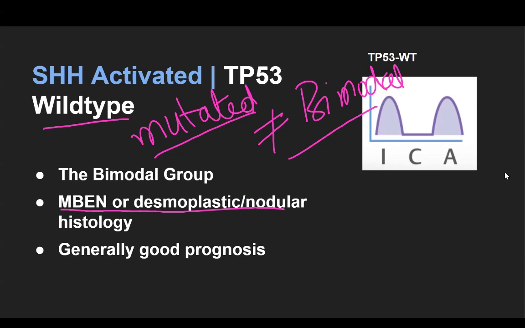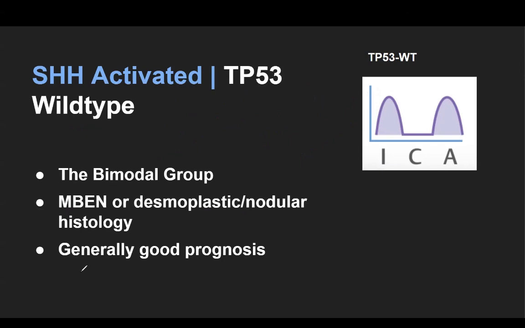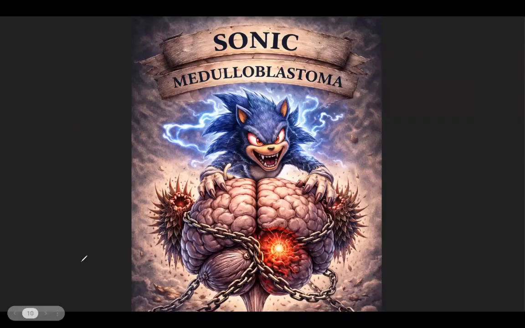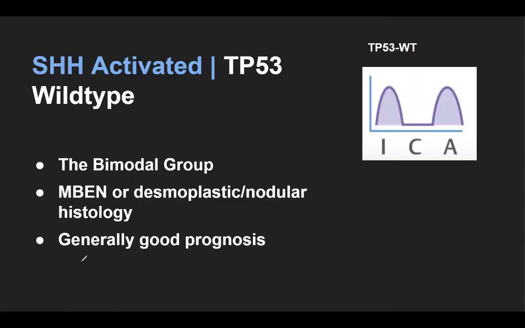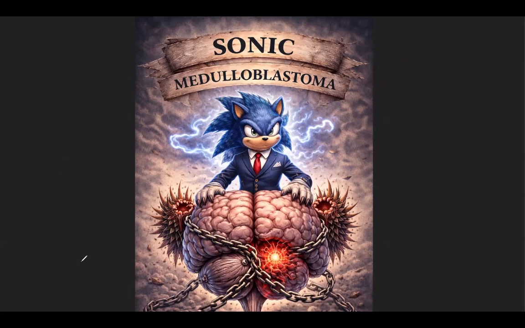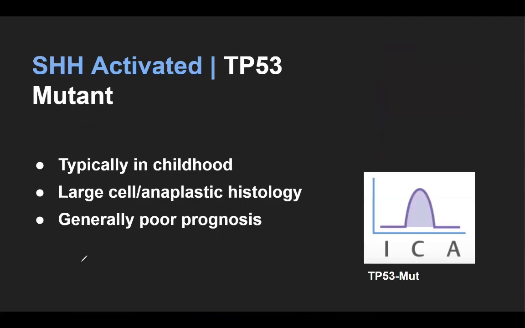So, even though it looks savage, even though it is the wild type, like the image, I'll show the image, even though it looks savage, it behaves better in comparison with its well-dressed counterpart, which is TP53 mutated. So, sonic hedgehog activated, TP53 mutated. This has a single peak in the childhood. The usual histology is large cell or anaplastic, and they generally have very, very poor prognosis.